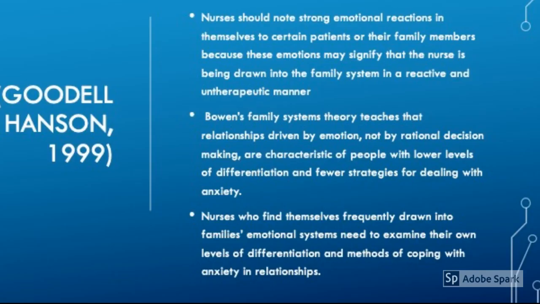Goodall and Hansen's analysis of Bowen's theory found that nurses should note strong emotional reactions in themselves to certain patients or their family members, because these emotions may signify that the nurse is being drawn into the family system in a reactive and untherapeutic manner. Another way this helps in clinical settings is that nurses who find themselves frequently drawn into family emotional systems need to examine their own levels of differentiation.